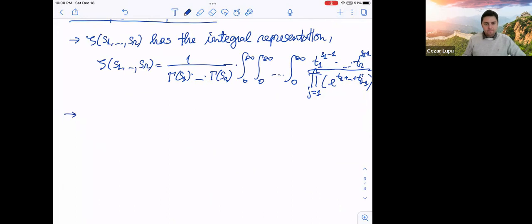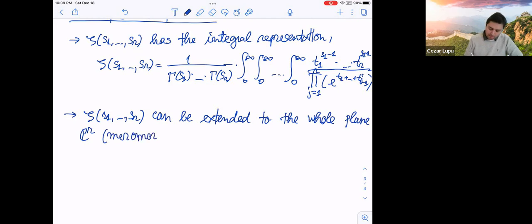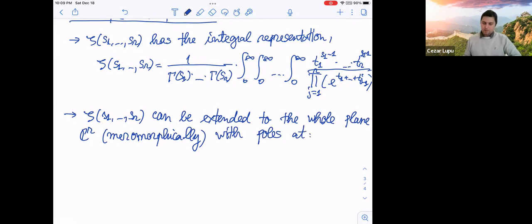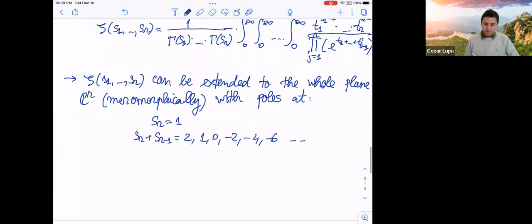But now, it was proven about 20 years ago that the multiple zeta functions can be extended to the whole plane C^r, meromorphically, with poles at the following: s_r equals one, s_{r-1} plus s_r equals 2, and so on. And of course, let me just write it: s_{r-1} plus s_r.